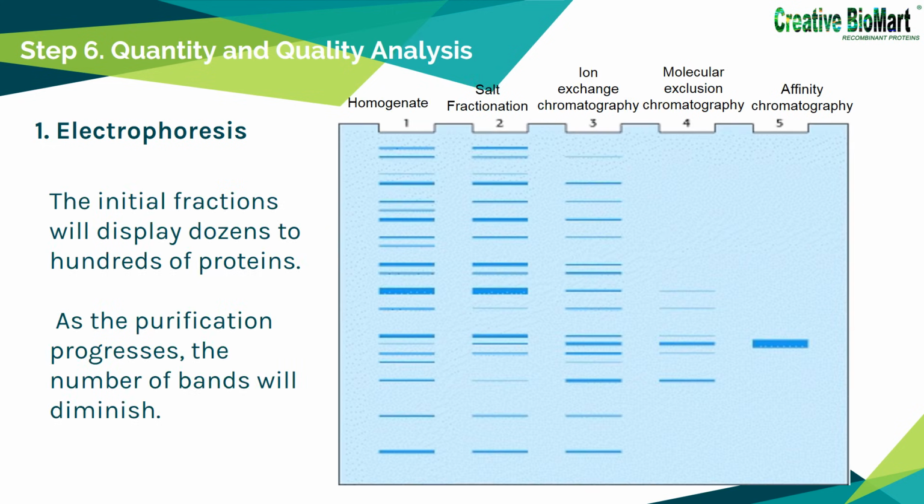The initial fractions will display dozens to hundreds of proteins. As the purification progresses, the number of bands will diminish, and the prominence of one of the bands should increase. This band will correspond to the protein of interest.